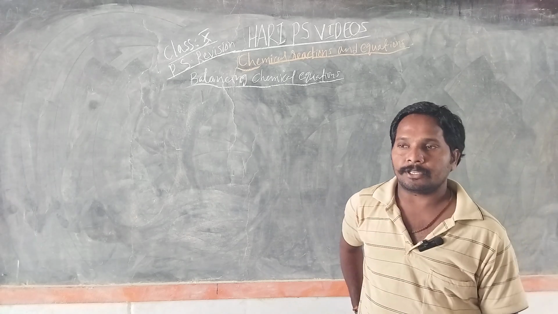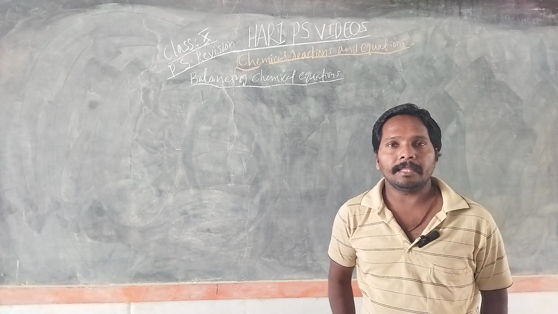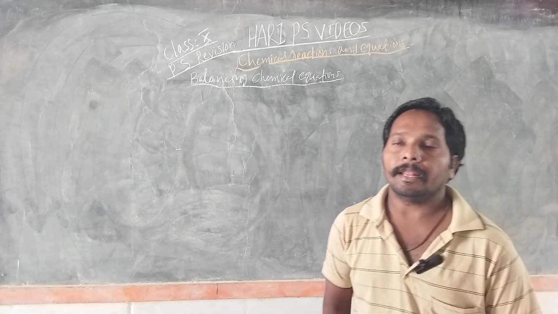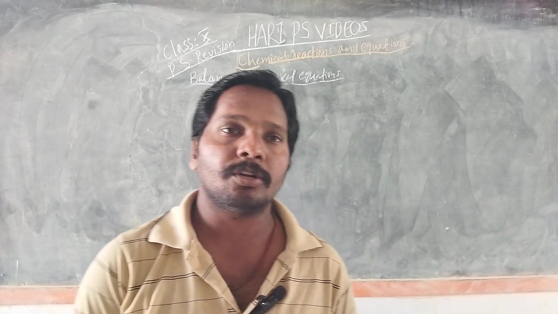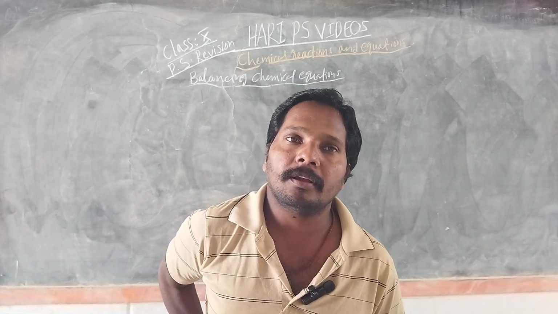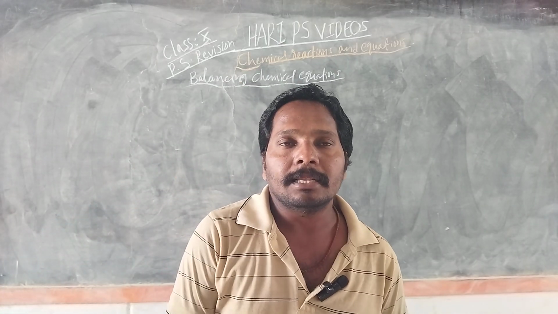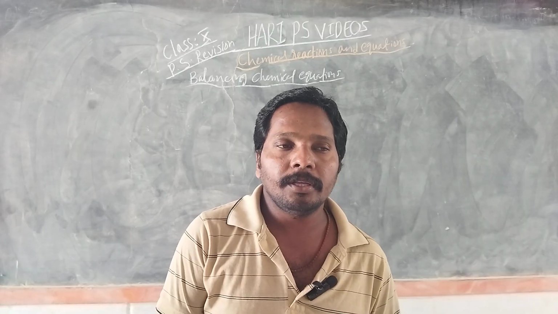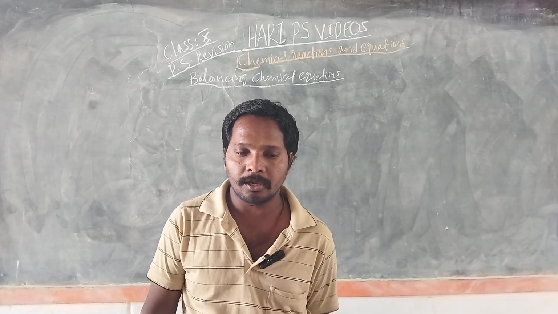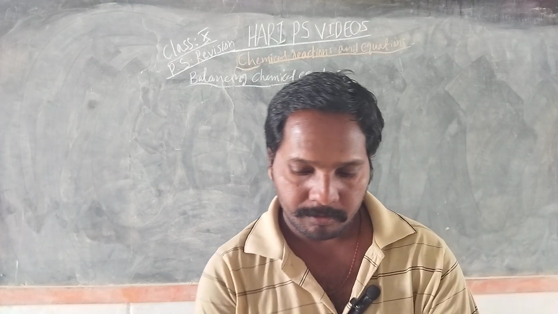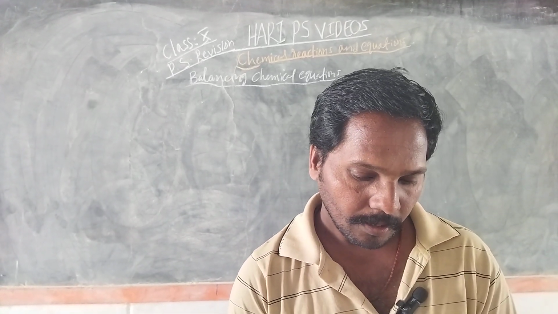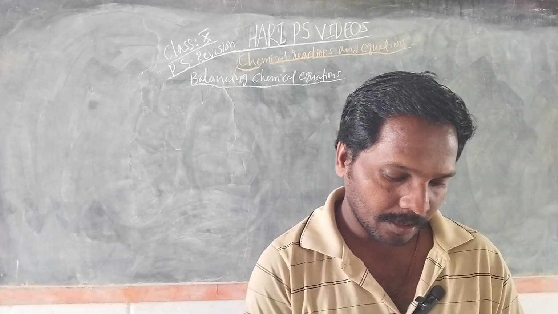In a chemical reaction, mass is neither created nor destroyed. To prove or to verify the law of conservation of mass, we need to balance the chemical equation. So, what is meant by a balanced chemical equation?